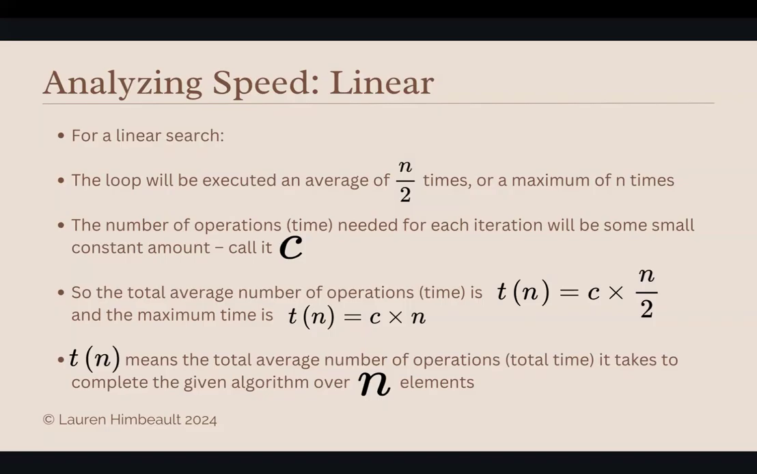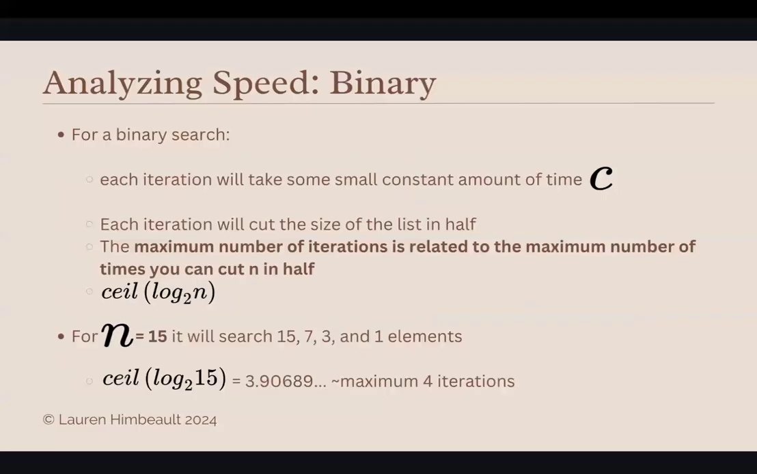So T of n is the total average number of operations, so the total time that it will take to complete a given algorithm over n elements. We're using that T of n as the function we can use to determine the total average number of operations for an algorithm over n elements. And so for T of n over n elements in a linear search, it's C times n over 2. Okay. On a binary search scale, it looks a little bit different.